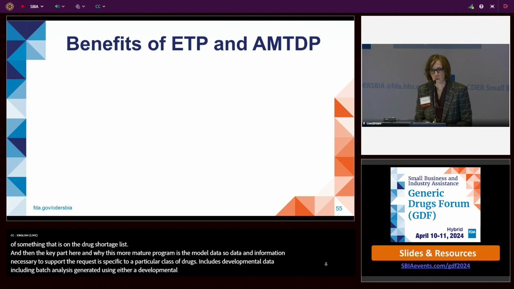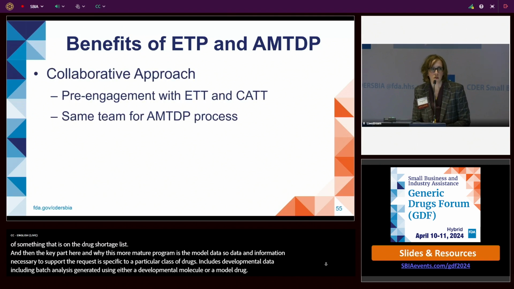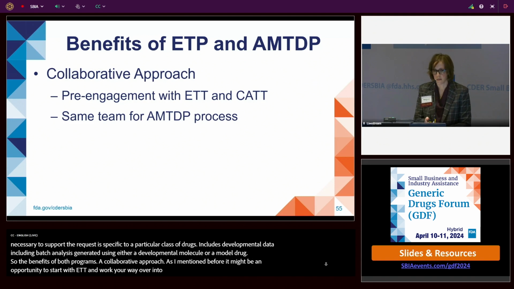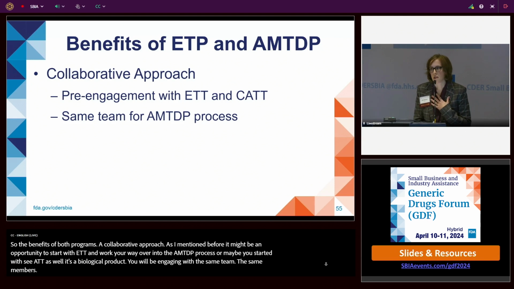So the benefits of both programs. A collaborative approach. As I mentioned before, it might be an opportunity to start with ETT and then work your way over into the AMTD process, or maybe you've started with CAT as well if it's a biological product. And you'll be engaging with the same team, the same members. And something we encourage, especially from the ETT side, if you've engaged with us before you're ready for a submission, is that when you submit that application, you put in your cover letter that you've had ETT involvement. It really helps my fellow project managers identify team members that can support the review.